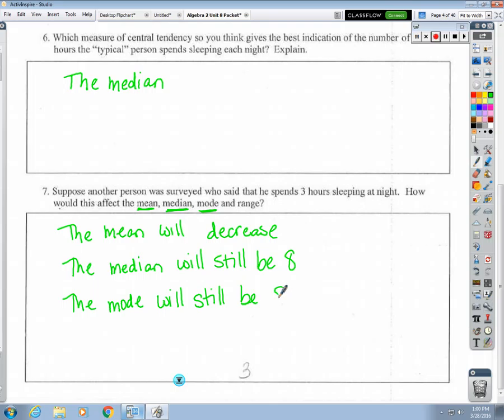Right. The range, what's our high? 10, and our low is now 3, so the range will now be 7. The range increases by 1 because we had a one lower number go into the data set.